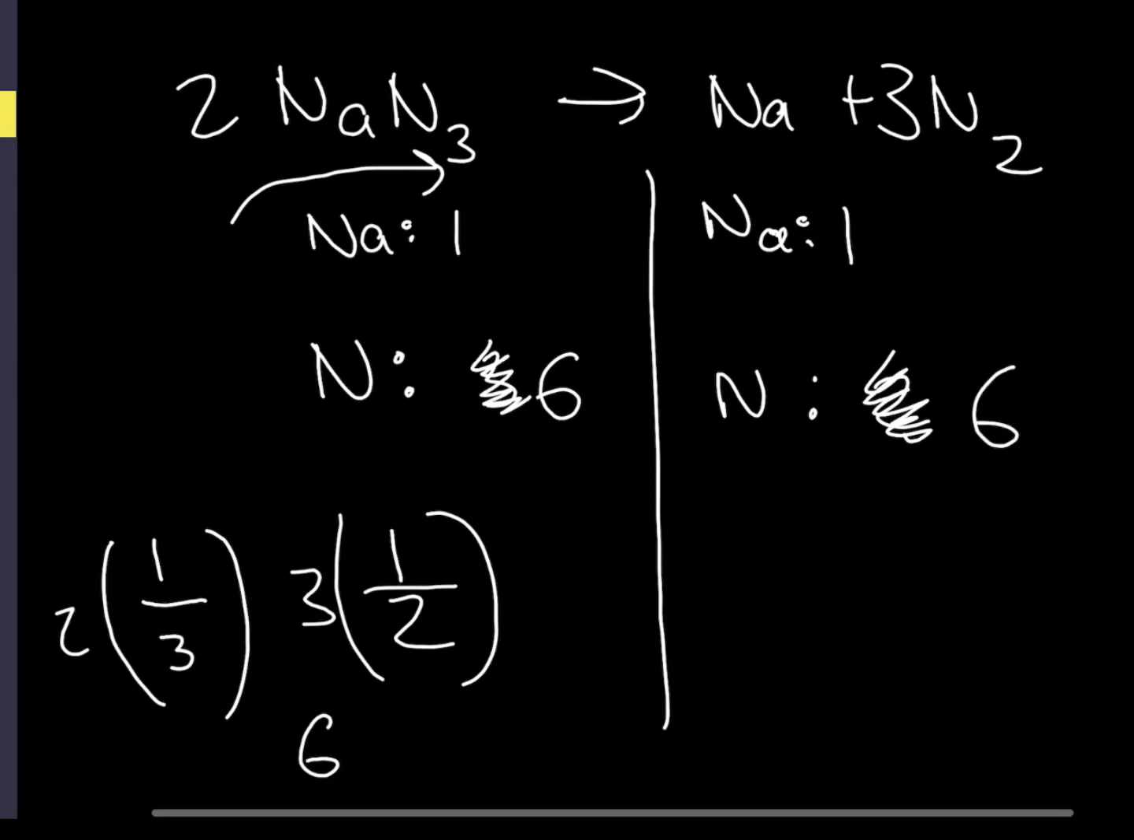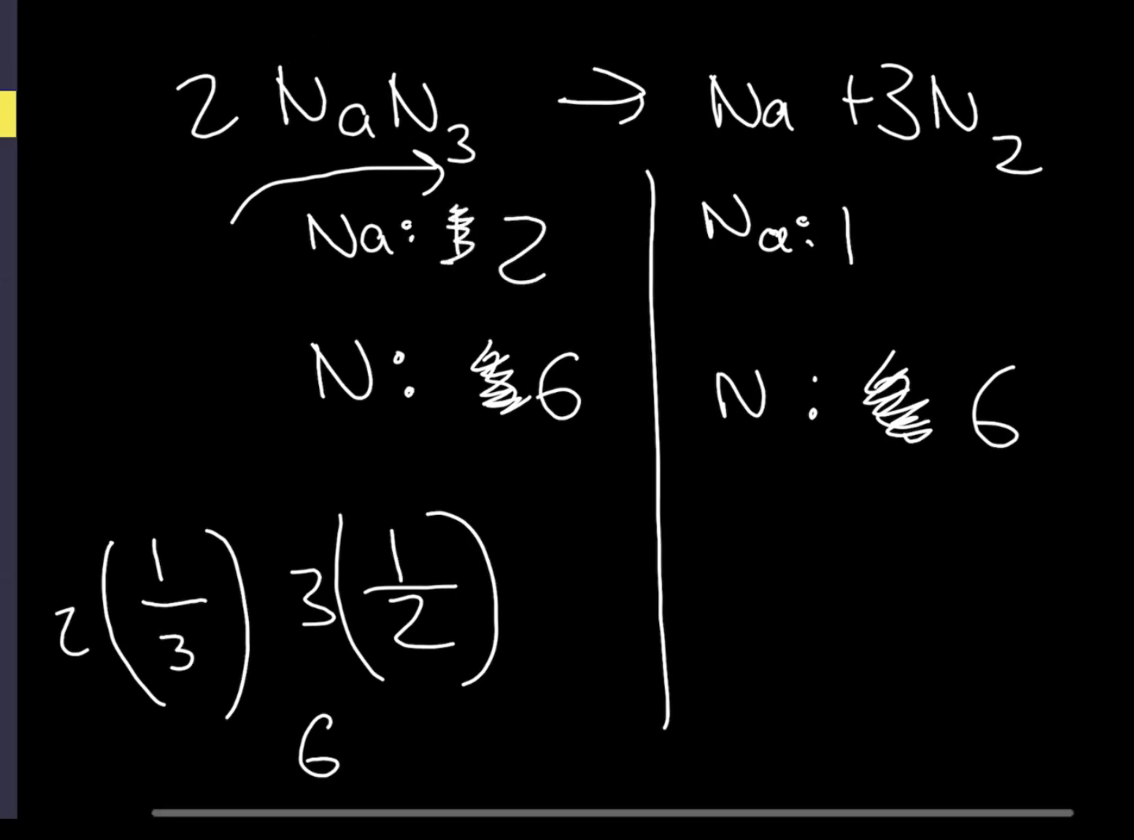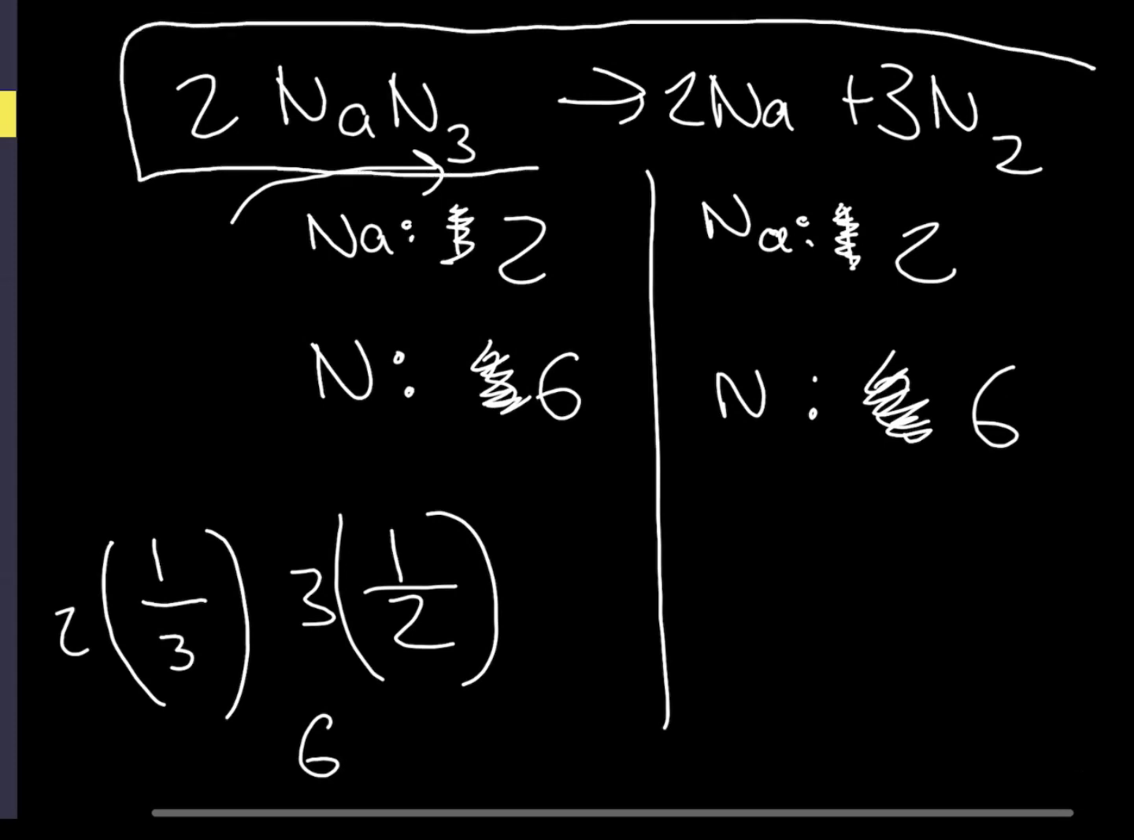But now, the problem is, once again, this 2 here has to be distributed to the nitrogen and the sodium. So our sodium is going to be 2. Which means that this sodium has to have a coefficient of 2. And now we can see everything is balanced. So this is going to be our final.